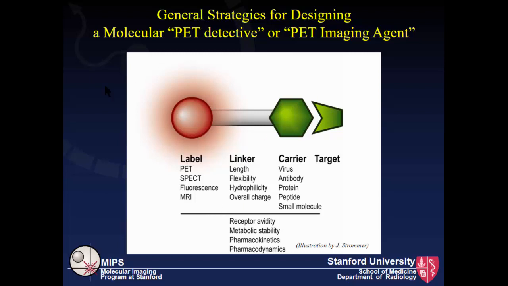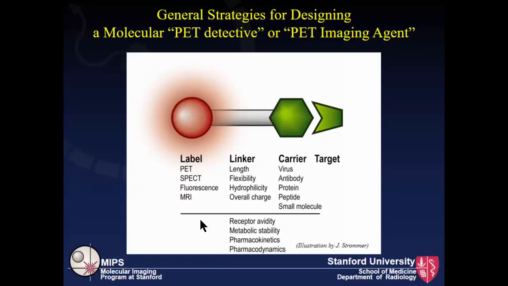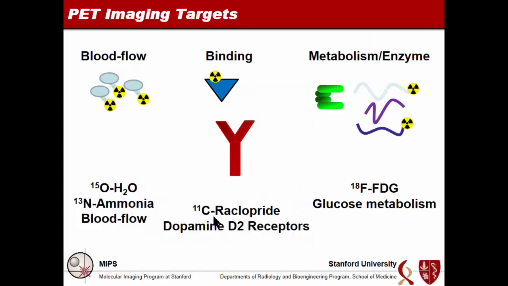With respect to this imaging agent, we can also play around with the linker, which allows us to modify the structure, for example in favor of hydrophilicity, flexibility, or overall charge. If we're looking at penetrating the blood-brain barrier, these are important aspects of the molecule, so that we make sure the compound can target the biomarker that we're interested in. And these different tracers can ask questions and tease out some information about receptor avidity, metabolic information, pharmacokinetics, and pharmacodynamics with respect to the molecule we're looking at.